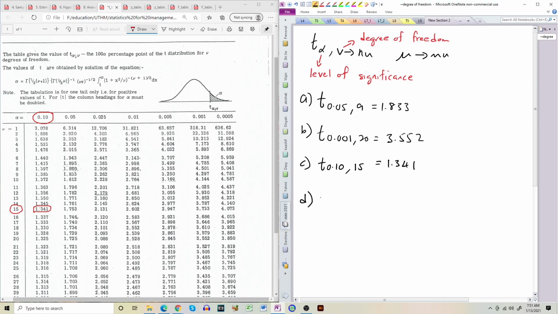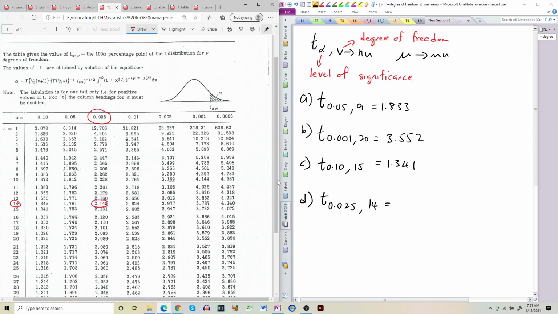And D: 0.025, 14. 0.025 is here, 14 is here, and your answer is this one. Okay, this is how you read a T table.